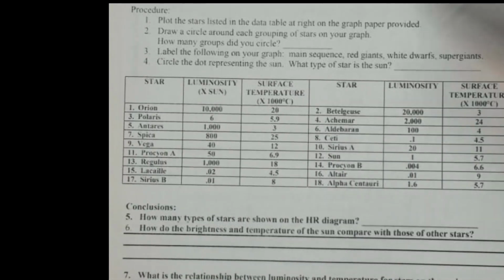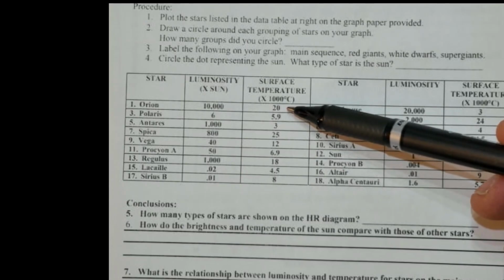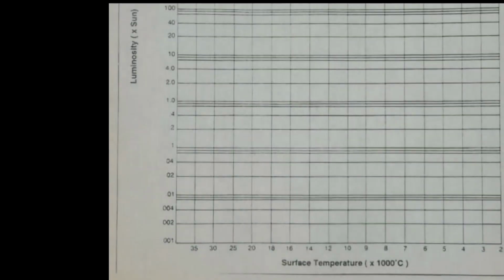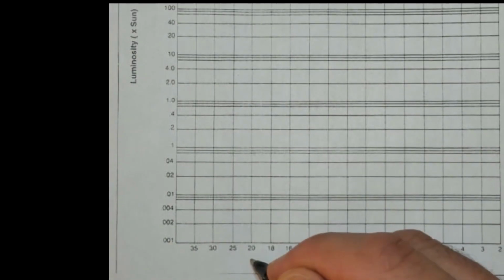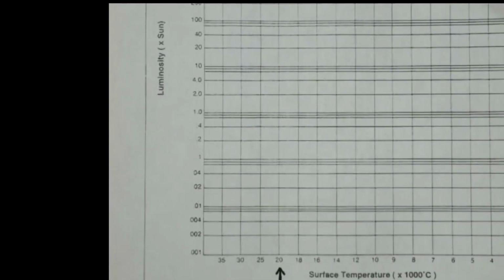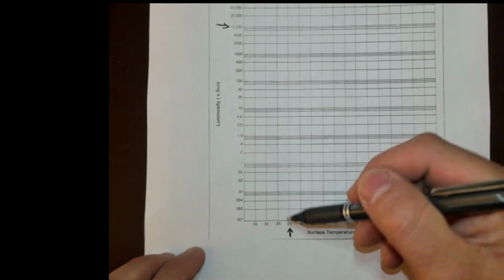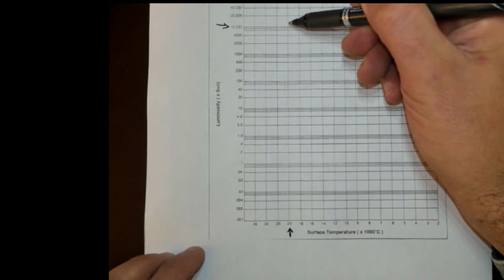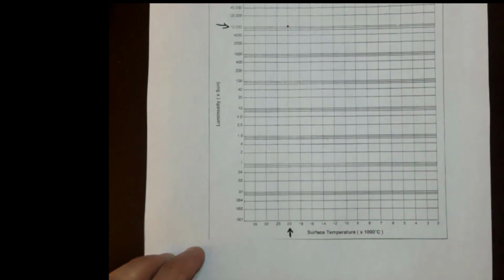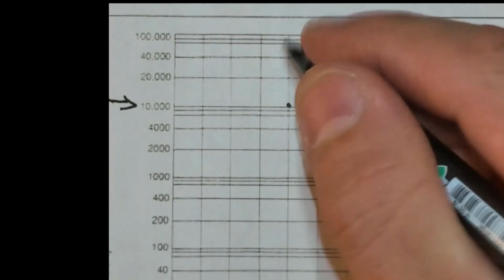All right, so let's go to that first one again. That is 10,000 and 20 for the surface temperature. So let's find 20 for the surface temperature to start, which would be right there. And we're looking for 10,000, so I'm going to move my paper up. And there's a 10,000 right there. And I'm going to find the spot where both of these meet. Zoom out a bit so you can see the whole thing. And if we go all the way up and we cross that spot right there, see where the two spots intersect, that will be Orion.